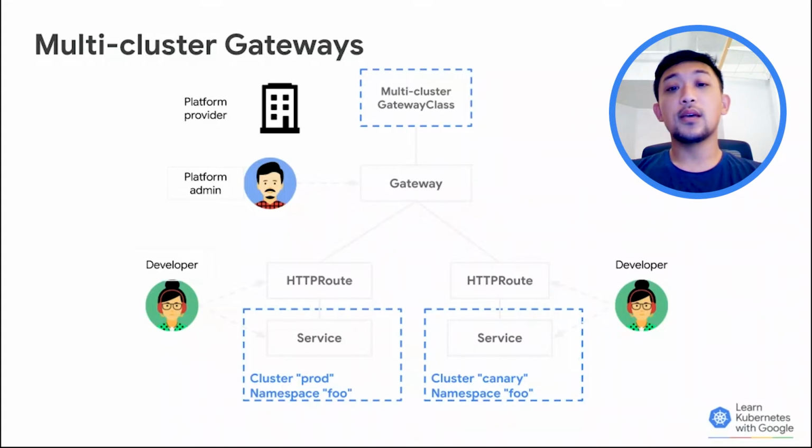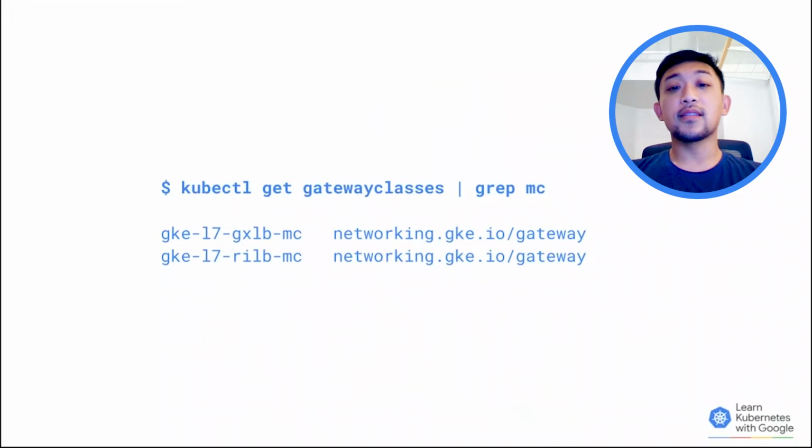The example that we'll be looking at today is a scenario in which a developer runs two versions of a service foo, one that is running in a production environment or a production cluster, and the other that is running in a canary environment or a canary cluster. Each of these clusters and their respective services will be targeted behind a single multi-cluster gateway. We'll be demonstrating this in GKE.